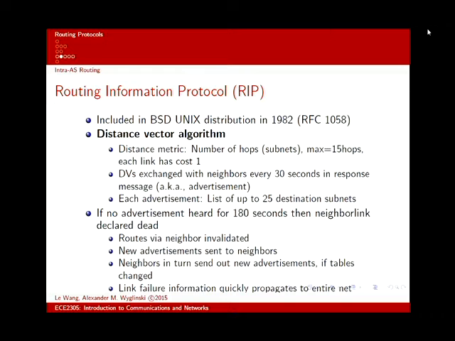What RIP is, it's a type of distance vector algorithm. Its metric is number of hops. More hops, further away. More hops means more latency. It's undesirable. So the distance metric is in number of hops and subnets, and we have a maximum of 15, and every 30 seconds there's an advertisement stage as well. And if there's no advertisement heard in 180 seconds, we assume that guy's no longer active. He's dead.